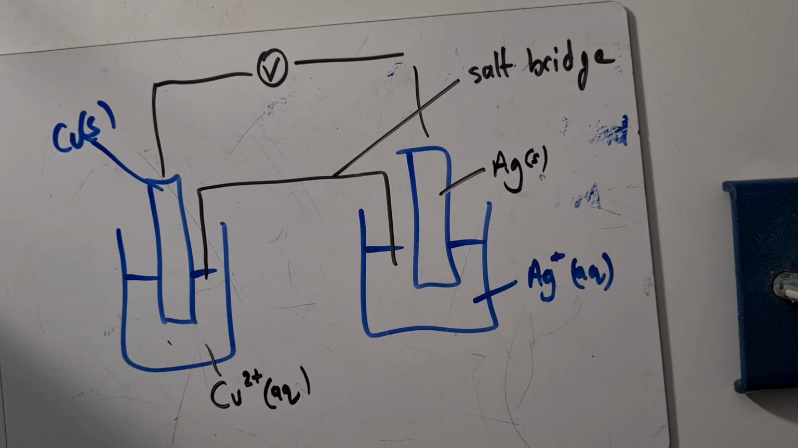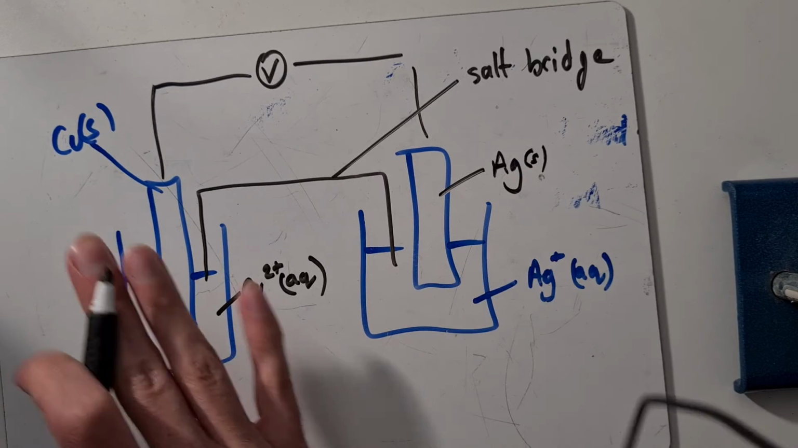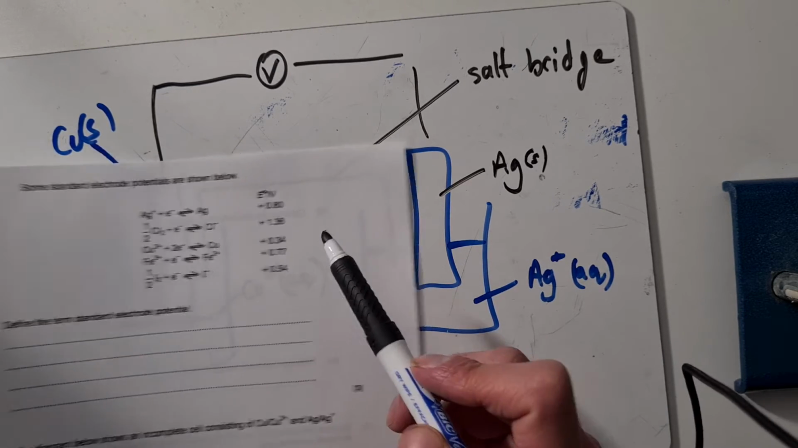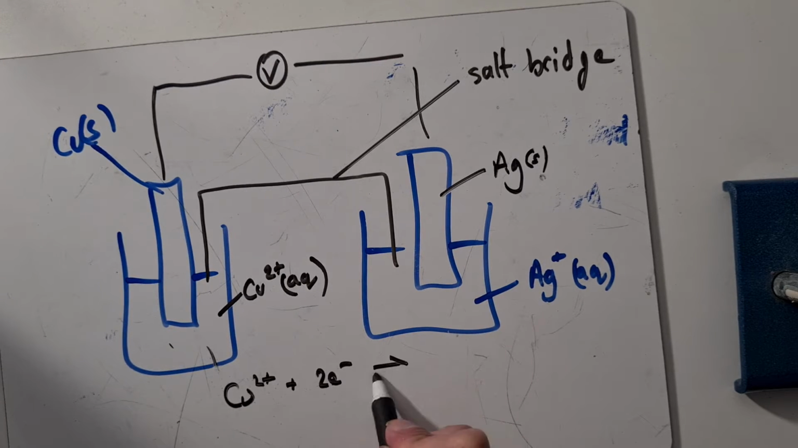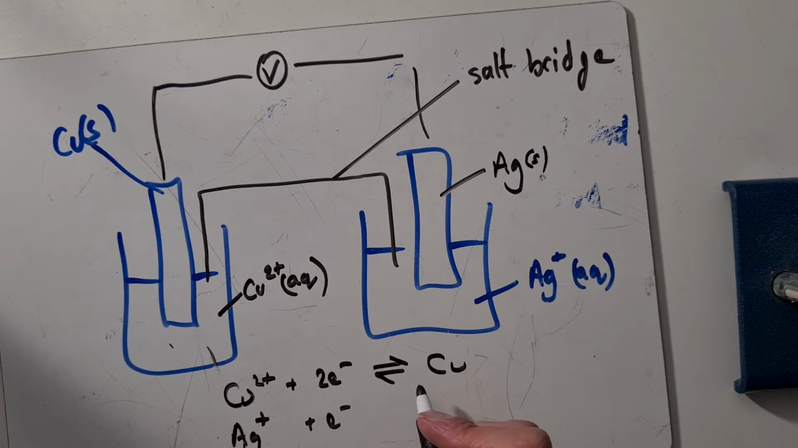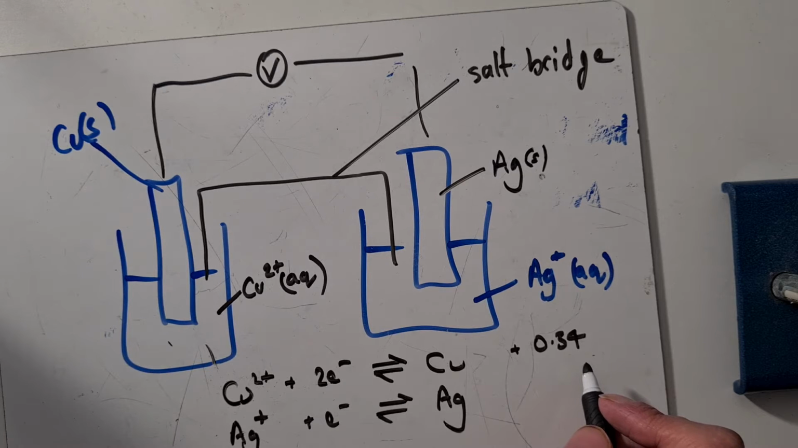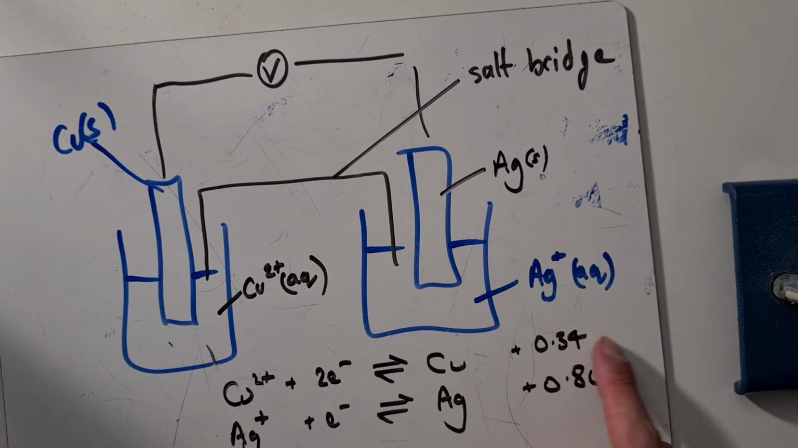And it says on the diagram, show the direction of the electron flow in the circuit if a current was allowed. I'm just going to do that at the bottom. Make sure you have the state symbols on all of these. If we look at copper, Cu2+ plus 2e- goes to Cu, and silver is Ag+ plus e- goes to Ag. And the values are the most important part of this. We've got 0.34 for copper and plus 0.80 for silver.